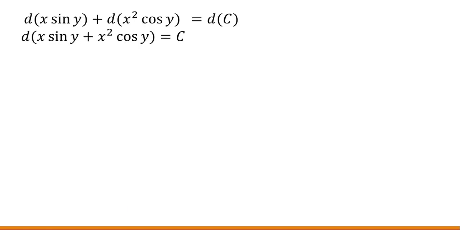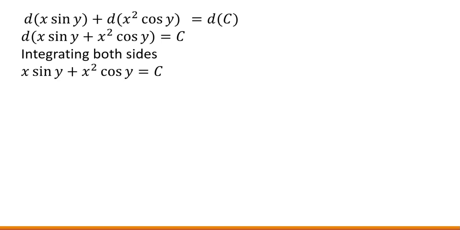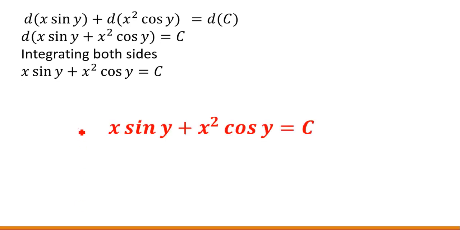So now just simply putting in the values, taking d common, integrating both sides, we get x sin y plus x square cos y is equal to c, and this is the solution.